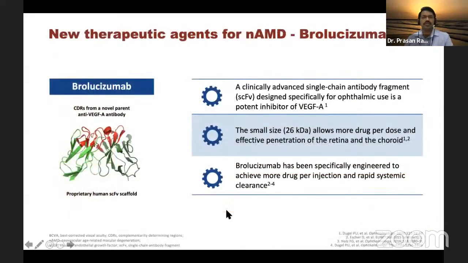Another new molecule which is available in the UAE at this point of time is brolucizumab. This is a clinically advanced single-chain antibody fragment, specifically designed for ophthalmic use as a potent inhibitor of VEGF-A. Note its size, it's only 26 kilodaltons, and because of its very small size, it has more drug per dose. So the molar concentration is much higher than that of aflibercept and ranibizumab. And this achieves effective penetration through the retina and choroid. It has been specifically engineered to achieve more drug per injection and also for rapid clearance.